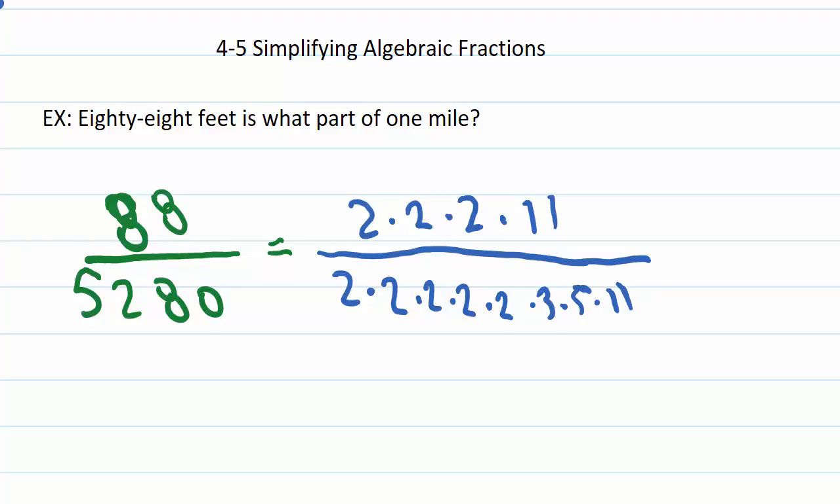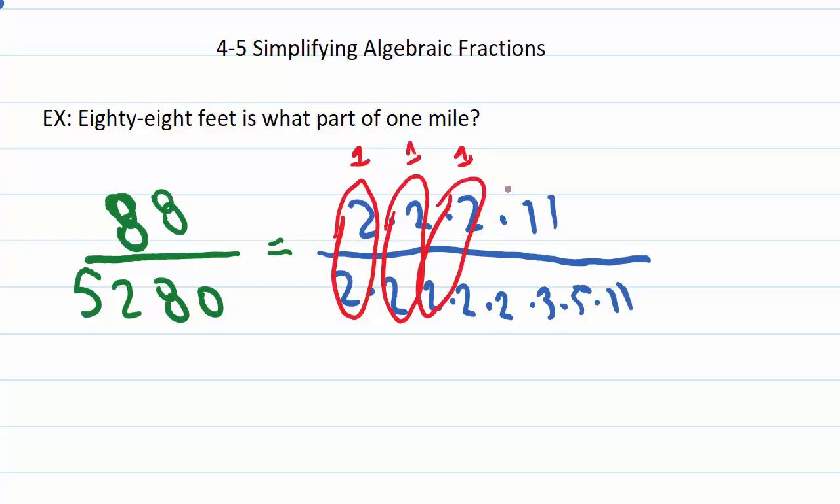So now what I can do is cancel common factors, or align factors of 1s. So there's 2 over 2, a factor of 1. There's 2 over 2, a factor of 1. There's 2 over 2, a factor of 1. There's 11 over 11, a factor of 1. So what I'm left with is a factor of 1 in the numerator, and on the bottom, I'm left with 2 times 2 times 3 times 5.